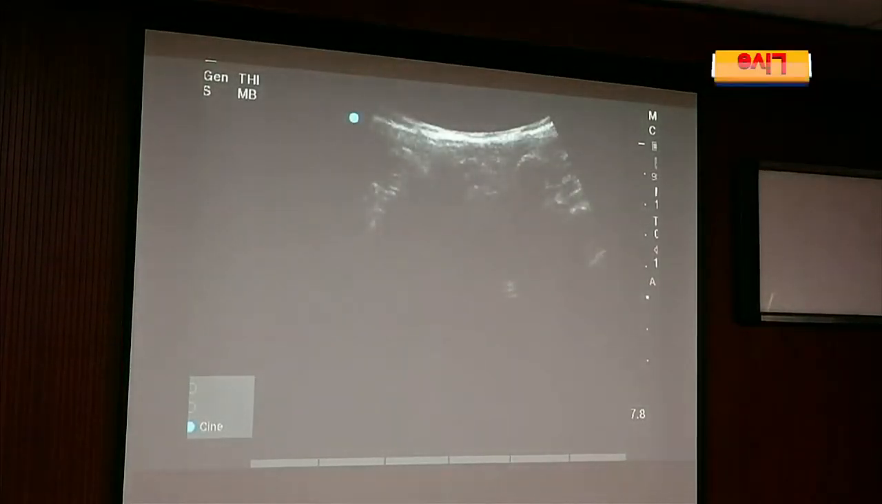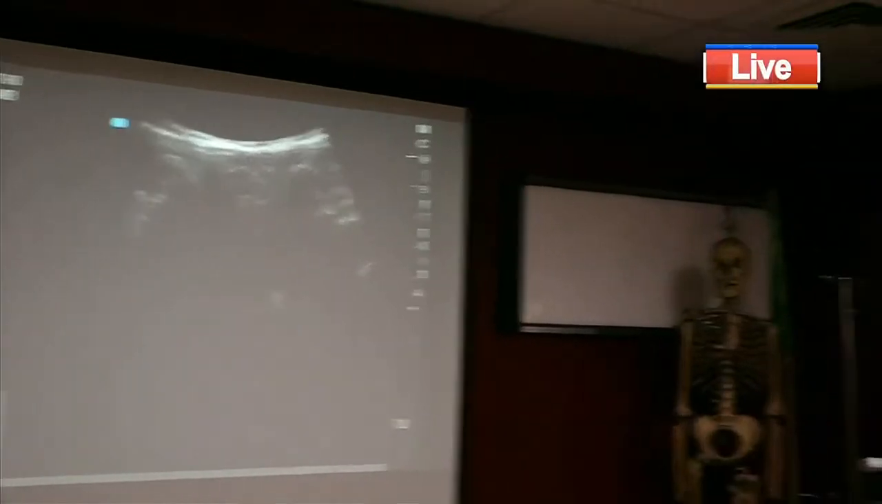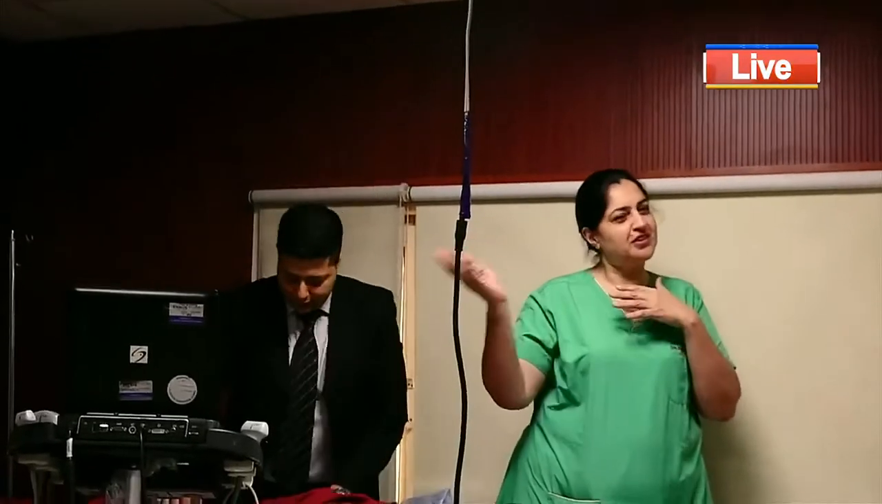So ultrasound is everything shades of grey, black to white, and there is some grey in it. So basically, if you know what you want to see, you will see it.